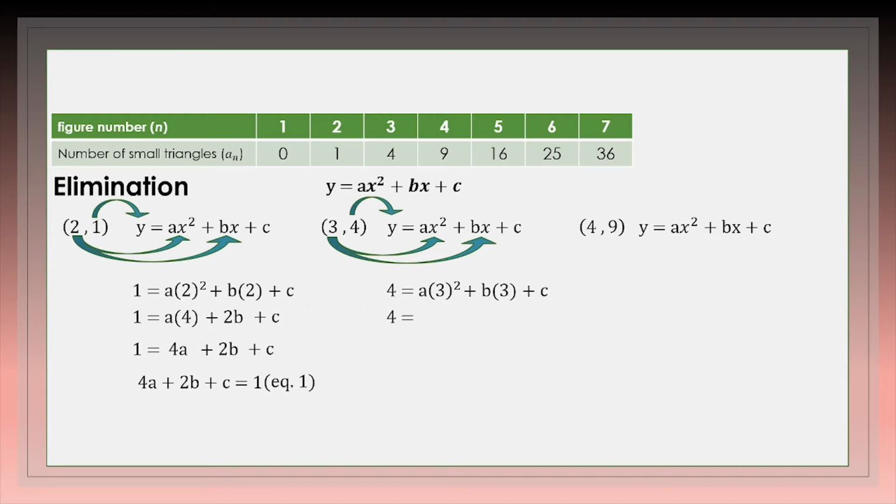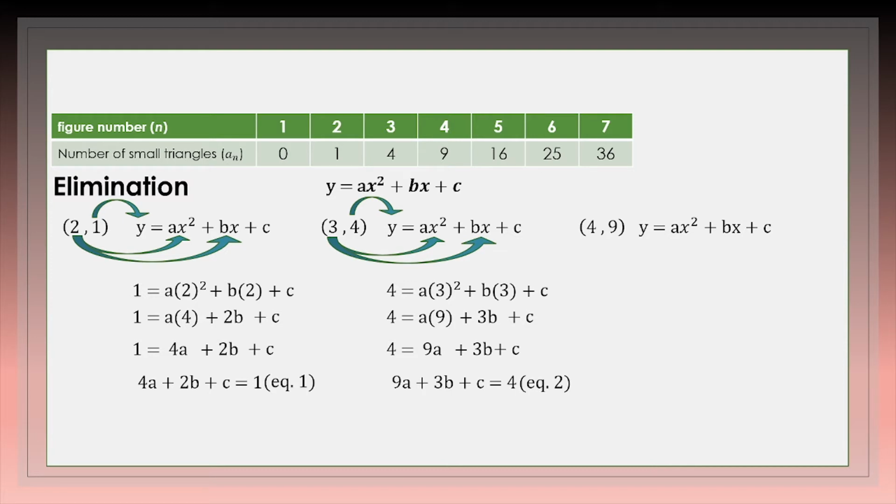Bring down 4 lang tayo. Then, 3 squared is 9. So, it will become 9 times a, or a times 9 plus 3 times b, is equals to 3b plus c. Then, bring down natin 4. Then, a times 9 is 9a plus 3b plus c. So, equate natin ulit sa constant natin. So, magiging 9a plus 3b plus c equals to 4. This will become the equation number 2.